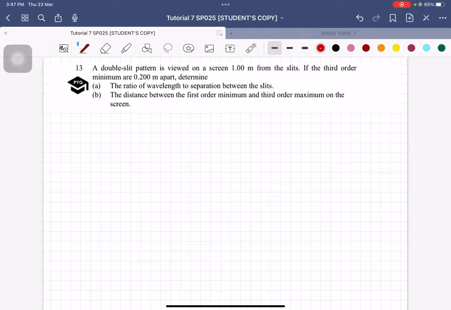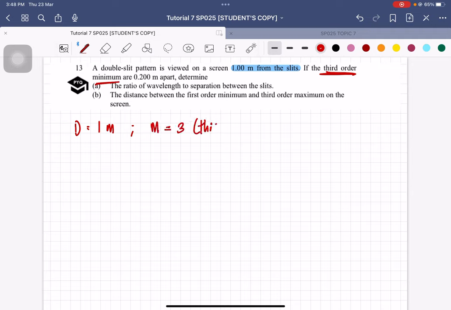Question 13, we have a double slit pattern viewed on a screen 1 meter from the slits. So that is capital D, 1 meter. If the third order minimum, so that is telling us that M is equal to 3.